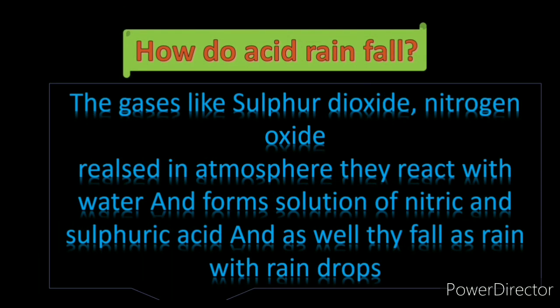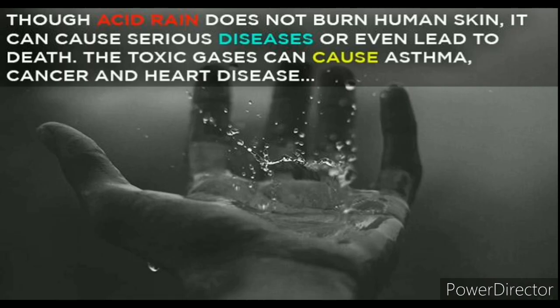How does acid rain fall? Gases like sulfur dioxide and nitrogen oxide released in the atmosphere react with water and form a solution of nitric and sulfuric acid, which is very poisonous, and they fall as rain with the raindrops. Though acid rain does not burn human skin, it can cause serious disease or even lead to death. The toxic gases can cause asthma, cancer and heart diseases. As we know, the first rain in the rainy season is acid rain because all the pollutants with the rain droplets fall on the earth's surface.